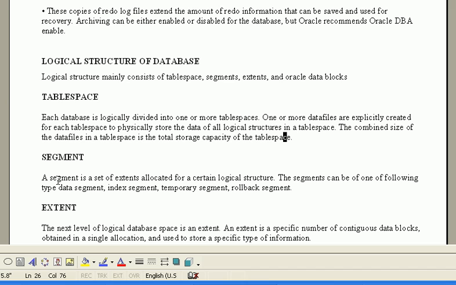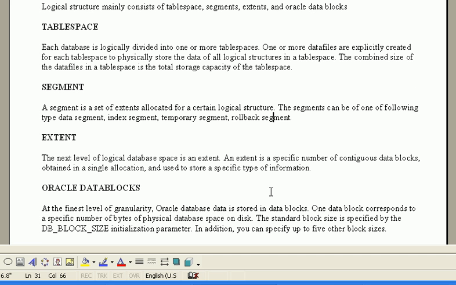The next is the segment. A segment is a set of extents allocated for a certain logical structure. The segments can be one of the following types: data segment, index segment, temporary segment, and rollback segment. Next is the extent. The next level of logical database space is an extent. An extent is a specific number of contiguous data blocks obtained in a single allocation and used to store a specific type of information.